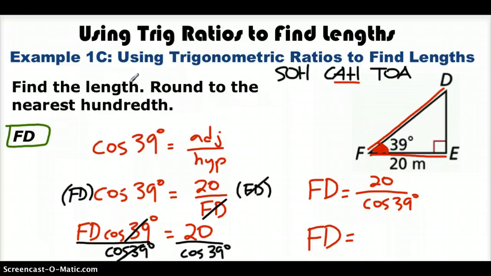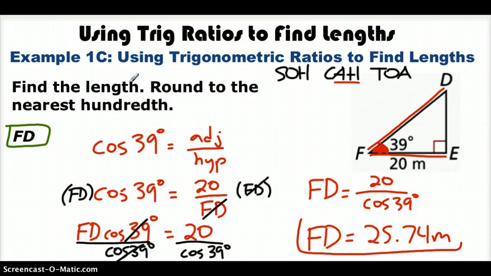So I'm going to take 20 and then press the division sign, then put in 39, then press the cosine button, and then press the equal sign, and I get about 25.74 meters. And that is FD. Now again, that's the hypotenuse. It's a little bit longer than one of the legs there, so again, that seems like a pretty feasible answer.